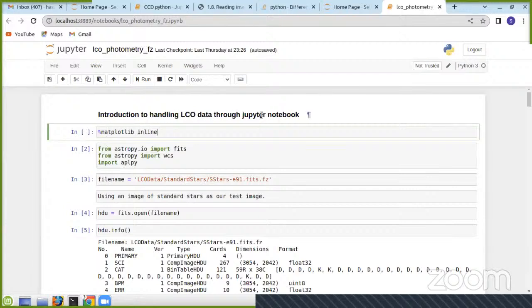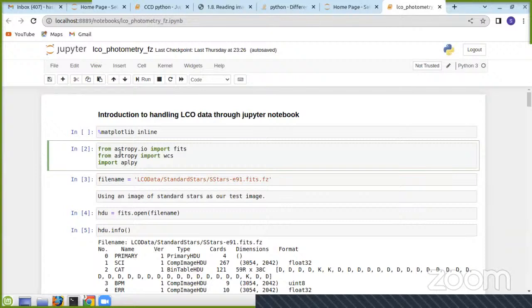So here are some basic commands which we'll share with you, with which you should be able to access these FITS files, right? This first line, percentage matplotlib inline, basically tells you to plot things within the Jupyter notebook right there. In the newer versions, this has become redundant, but you have to have AstroPy installed. So you can pip install AstroPy, right?